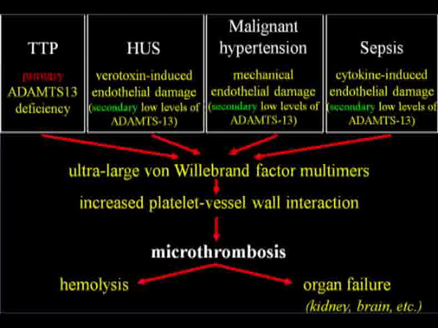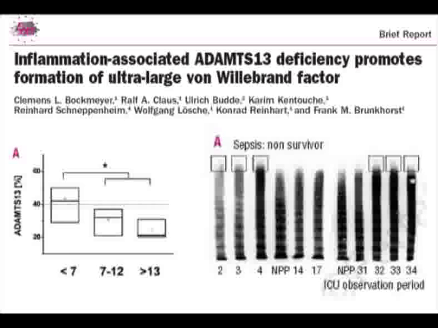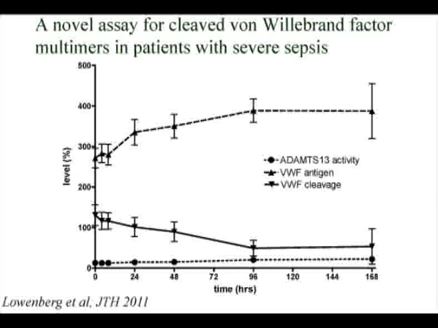And interestingly, but also quite complex, in sepsis, there may be endothelial damage and thereby secondary low levels of ADAMTS13. This has actually been shown in a number of clinical studies, and I'm just going to show you one or two examples, in which it was clearly shown that in patients with critical illness and sepsis, levels of ADAMTS13 were low, and there was much more ultra-large von Willebrand factor in the plasma of these patients. We can now measure cleavage of von Willebrand factor, and if you do this in patients with severe sepsis, you'll find that they do have relatively low levels of cleaved von Willebrand factor.